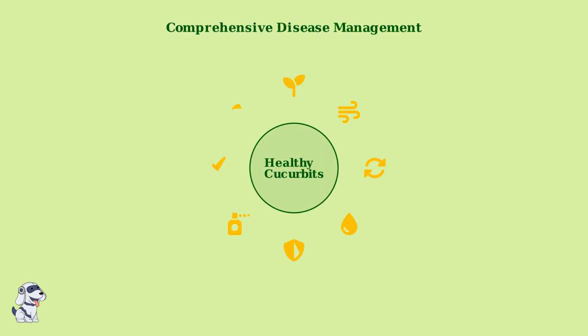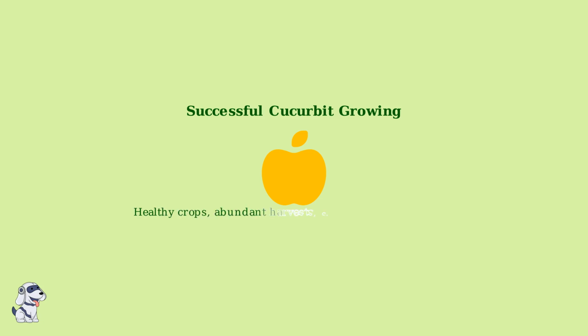When you implement all these strategies together, you create a comprehensive defense system that protects your cucurbit crops from multiple angles. This integrated approach creates a strong foundation for disease prevention and management, leading to healthier plants and more productive harvests. By implementing these strategies consistently, you can protect your cucurbit crops and ensure a healthy and productive harvest season after season. Remember, successful disease management is an ongoing process that requires attention to detail and consistent application of these best practices throughout the growing season.